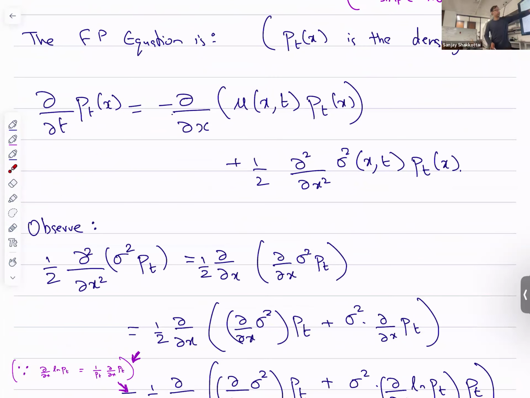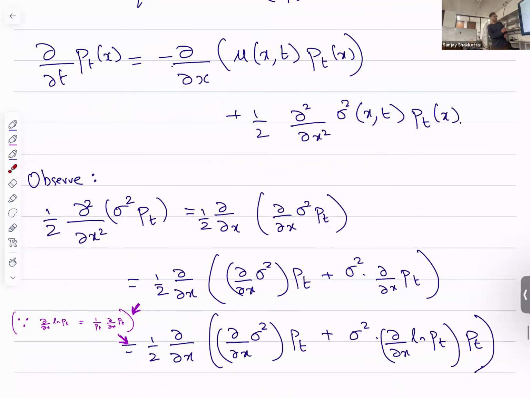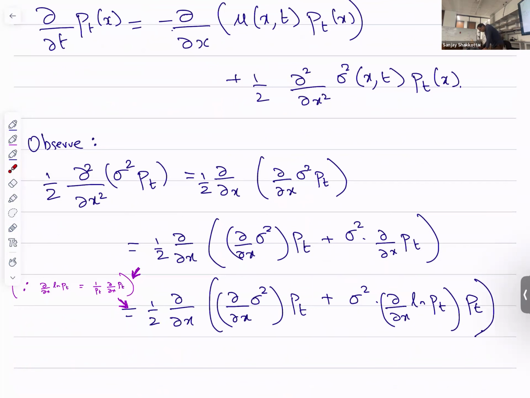Now let's look at the sigma squared times p term. Okay, there's a half sigma squared times p. There's a second derivative. I can write the second derivative as derivative of derivative. Now look at this derivative of sigma squared p. This can be written with the chain rule. It's the derivative of sigma squared times p plus sigma squared times the derivative of p.